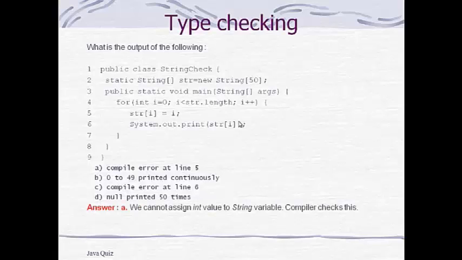The right answer is A, compile error at line 5, because we cannot assign int value to a string variable. The compiler checks this, that's why there is a compile error. Java is a strictly typed language, so we cannot do this. Into a string variable you cannot assign an int value.